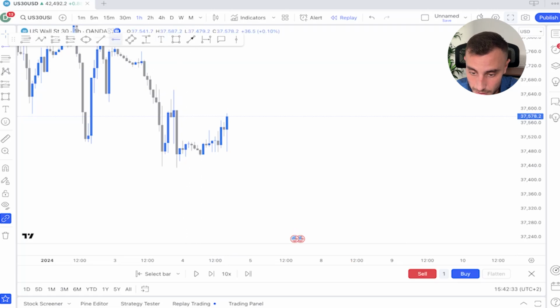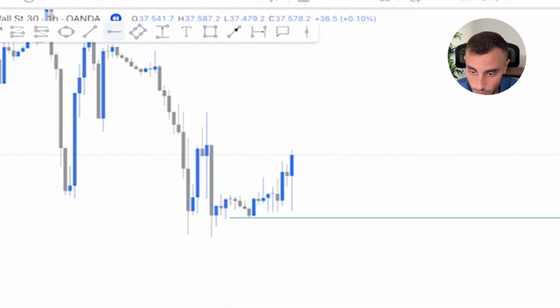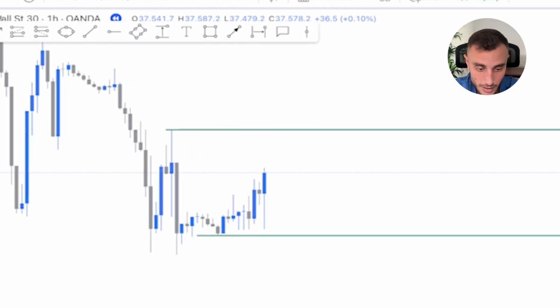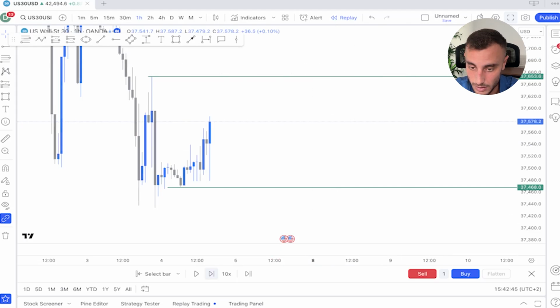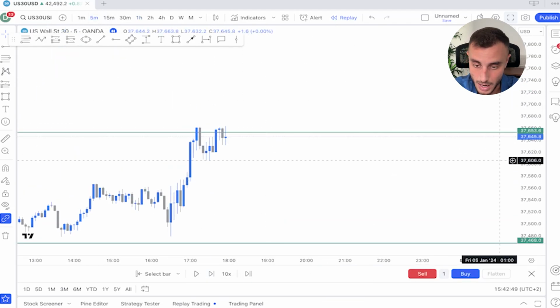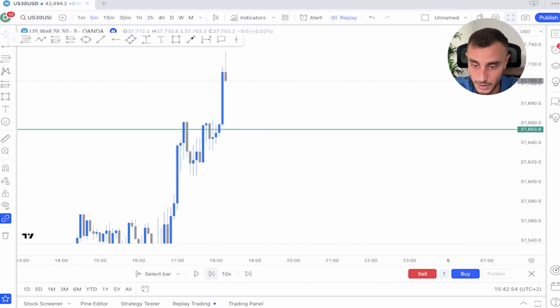So we have a liquidity level here, and we have another liquidity level right here. Okay, now let's wait and see if either one of these two will be taken out. Okay, the upper one was taken out, really beautiful. And now on the 5-minute, let's see if we have a shift. Let's see if we have a sweep.